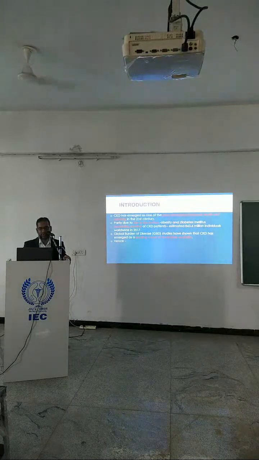This is partly due to risk factors like obesity and diabetes. It is said that by 2040, India will be the capital of diabetes in the world, and we are the second largest country in the world having the highest number of cases, second to China. The number of CKD patients is increasing, estimated to be 843 million people living with CKD in the world. Global burden of disease studies have shown that CKD has emerged as the leading cause of death worldwide.